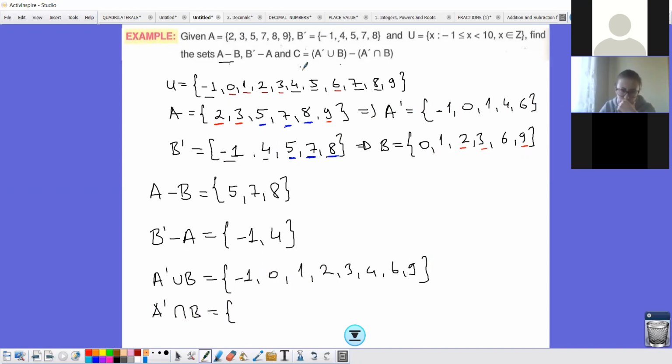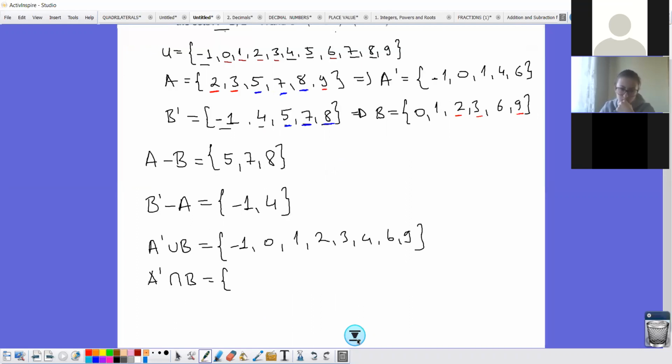And now we need A prime intersection B. Look here, I'm doing step by step, but if you check the properties, you may have a shorter way to find A prime union B minus A prime intersection B. I will check later. Let's finish like this first. Step by step is more understandable. Now the common ones: 0, 1, and 6.